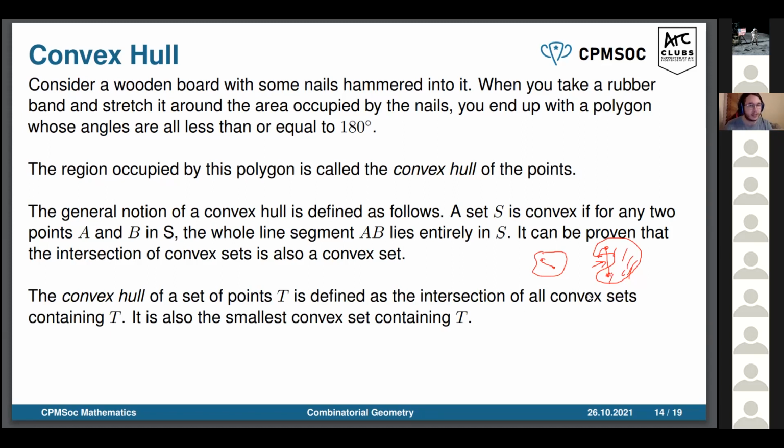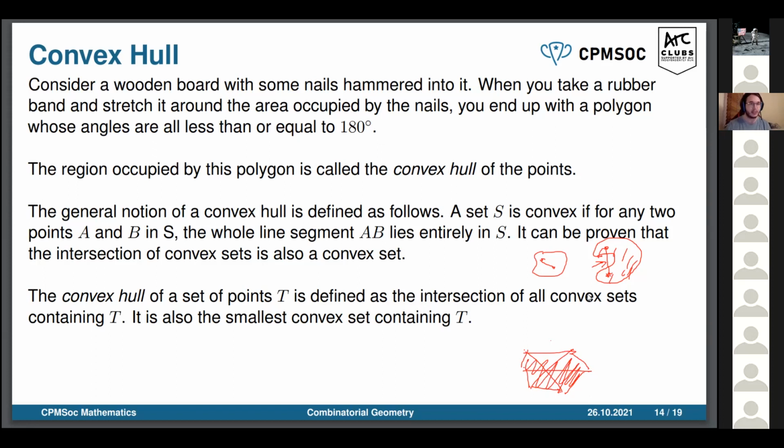And more abstractly, a convex hull is defined as the intersection of all convex sets containing T. Now that's a little bit of an abstract definition. I suppose more intuitively, if you take all the points and draw a bunch of lines between them, and then fill in everything you could. So you draw every line between all of the points you can, and then you just fill in all the spots in between. And that's a more constructive way to define the convex hull.